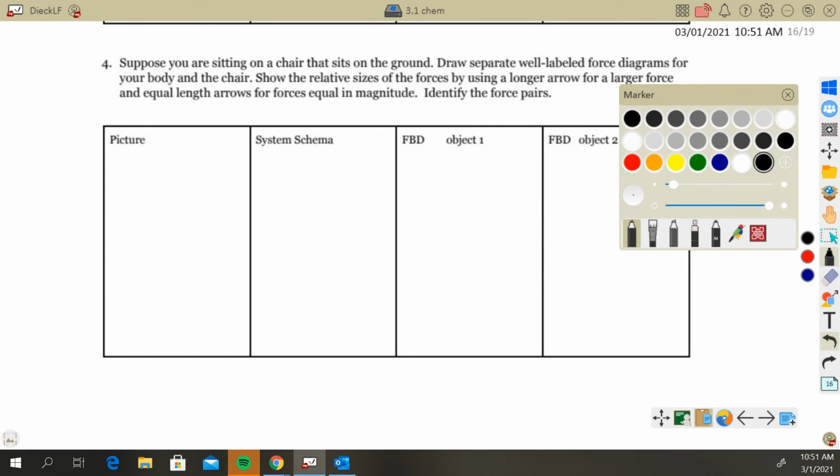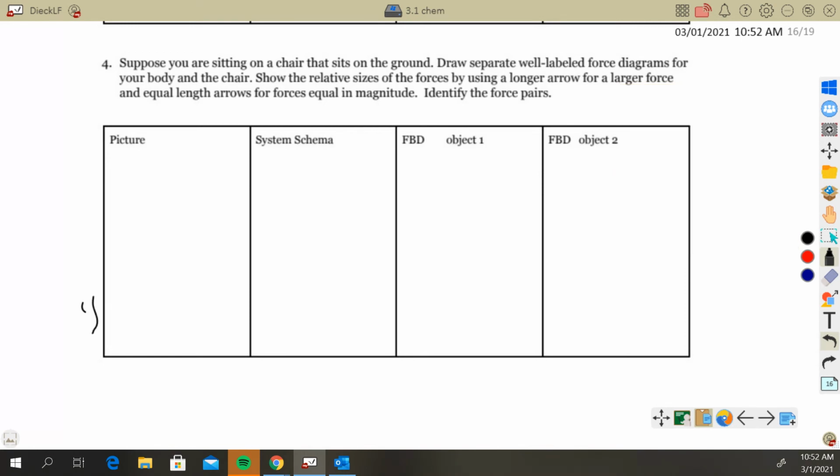You're good. All right, suppose you're sitting on a chair on the ground. Draw a well-balanced force diagram for your body in the chair. Show relative sizes of the forces. So we're going to have a chair. Okay, so we got our chair. I'm going to draw me. There's me sitting in a chair.